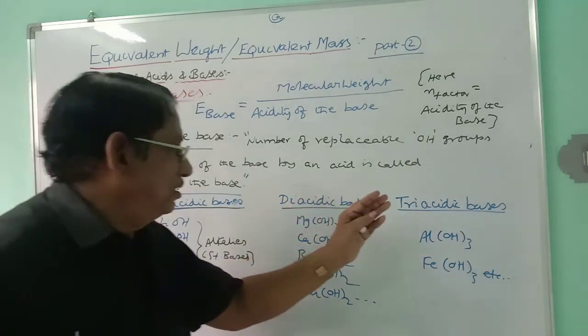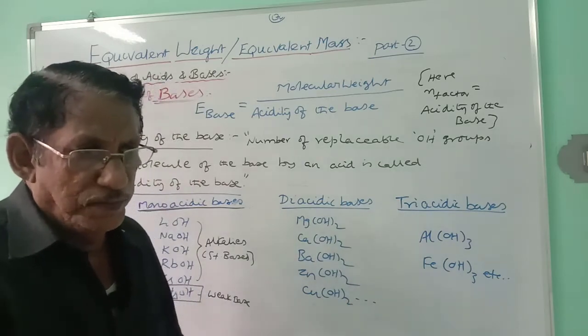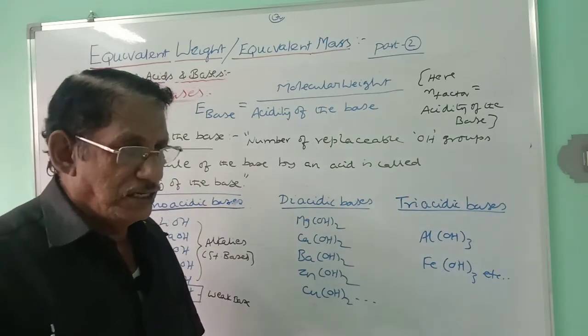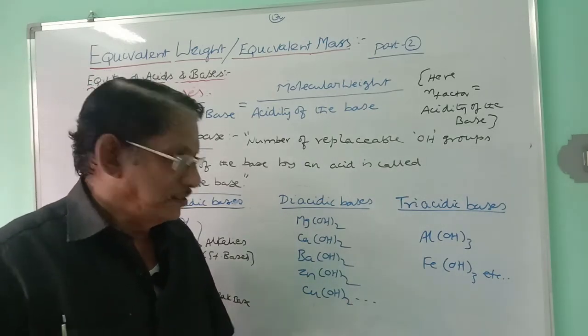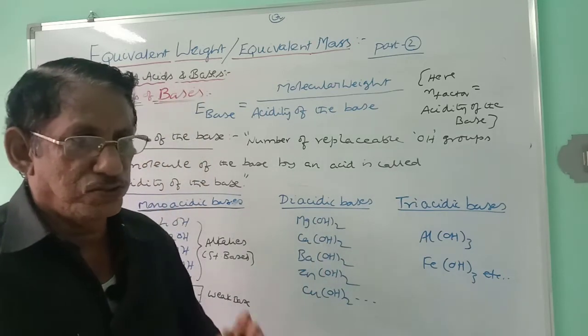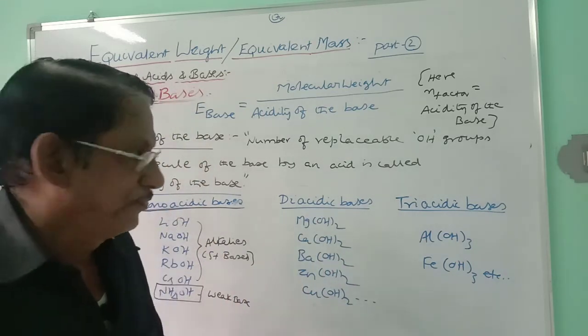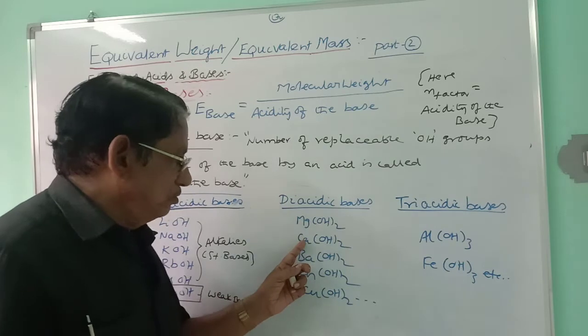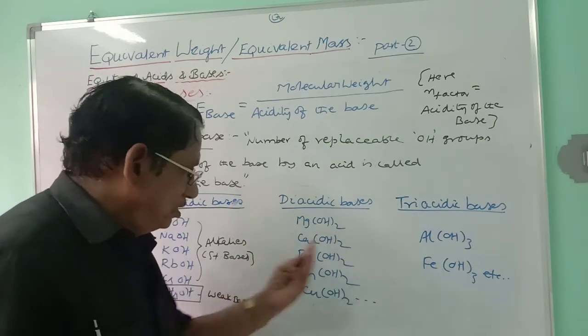Similarly, you can take diacidic bases. Second A group metallic hydroxides have the formula M(OH)2. They are diacidic bases because two OH groups are present per molecule. You can take Mg(OH)2, Ca(OH)2, Sr(OH)2, Ba(OH)2.